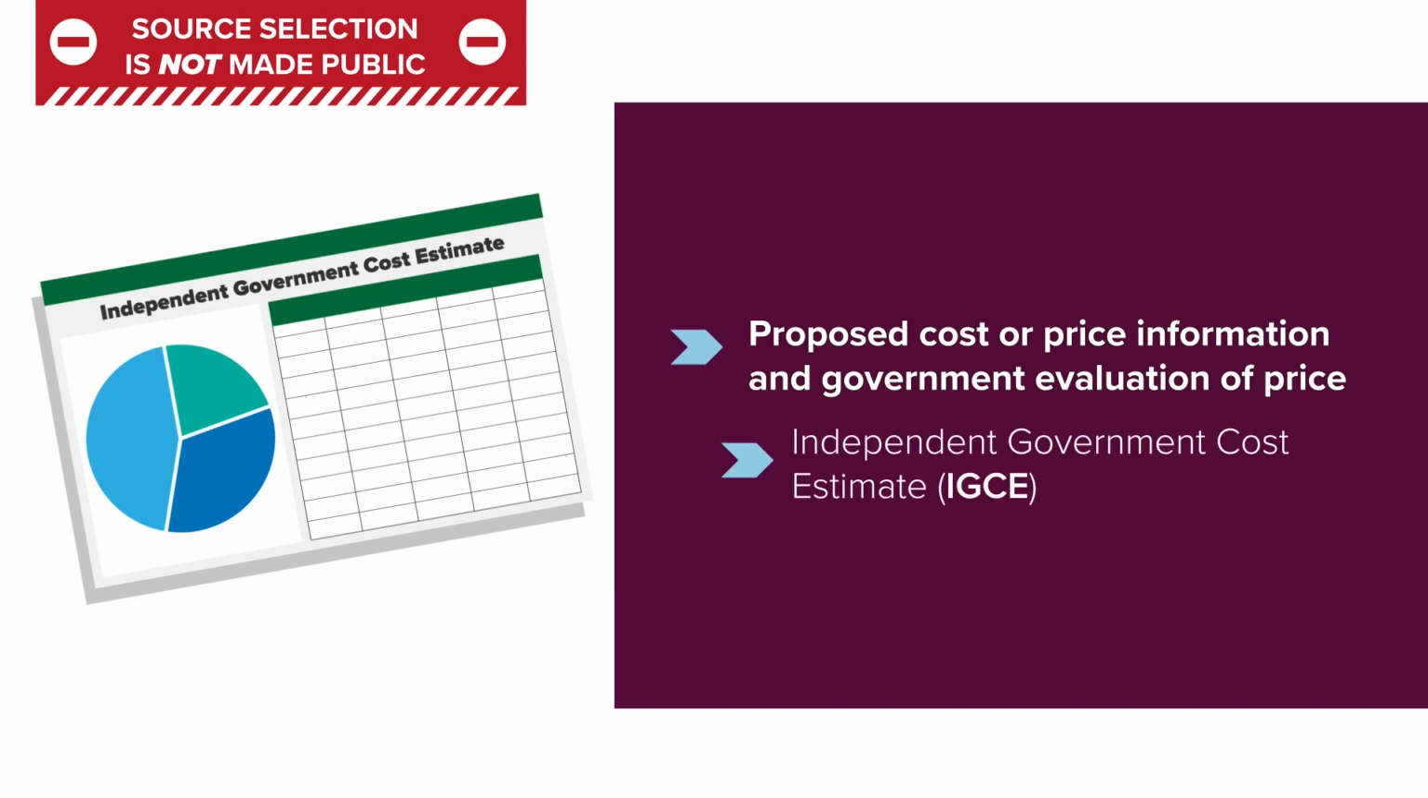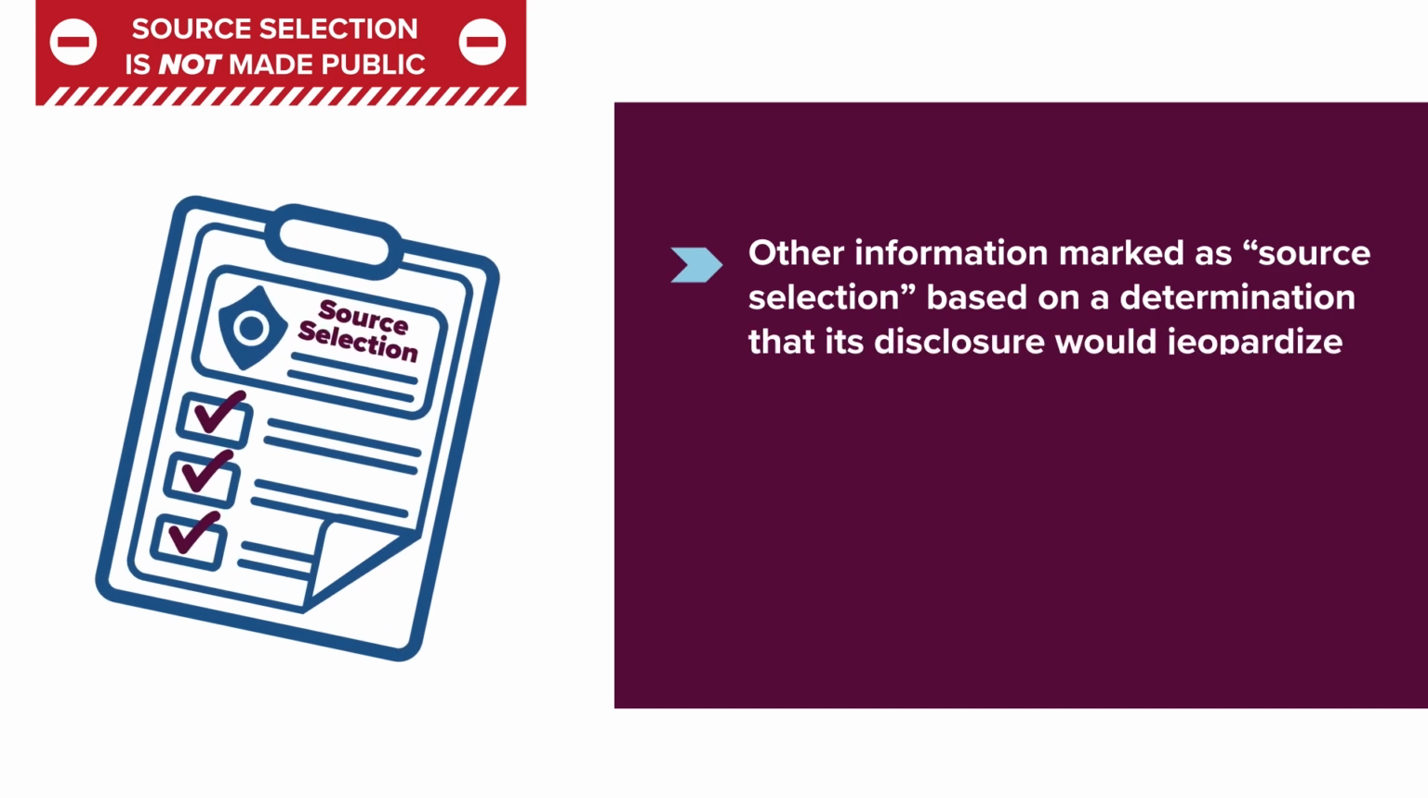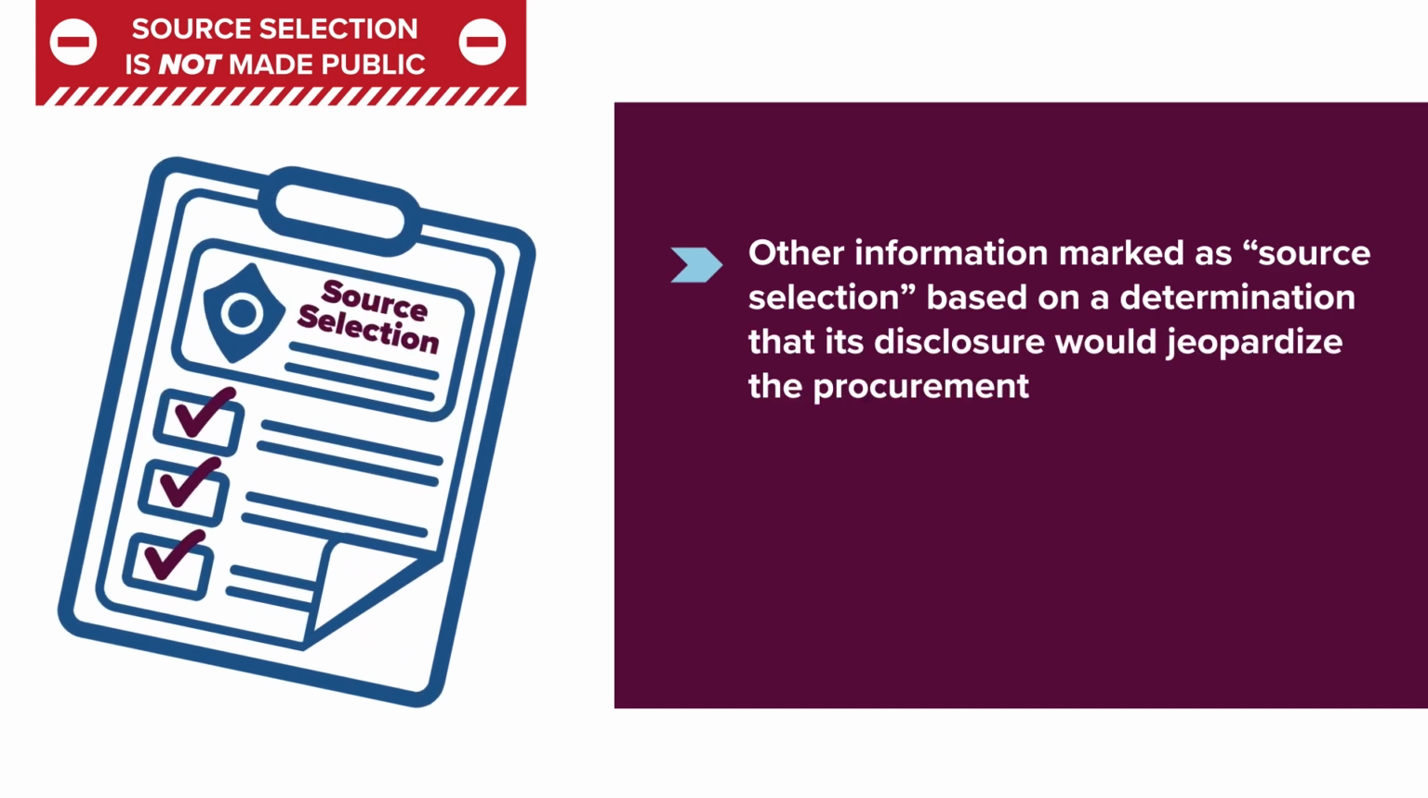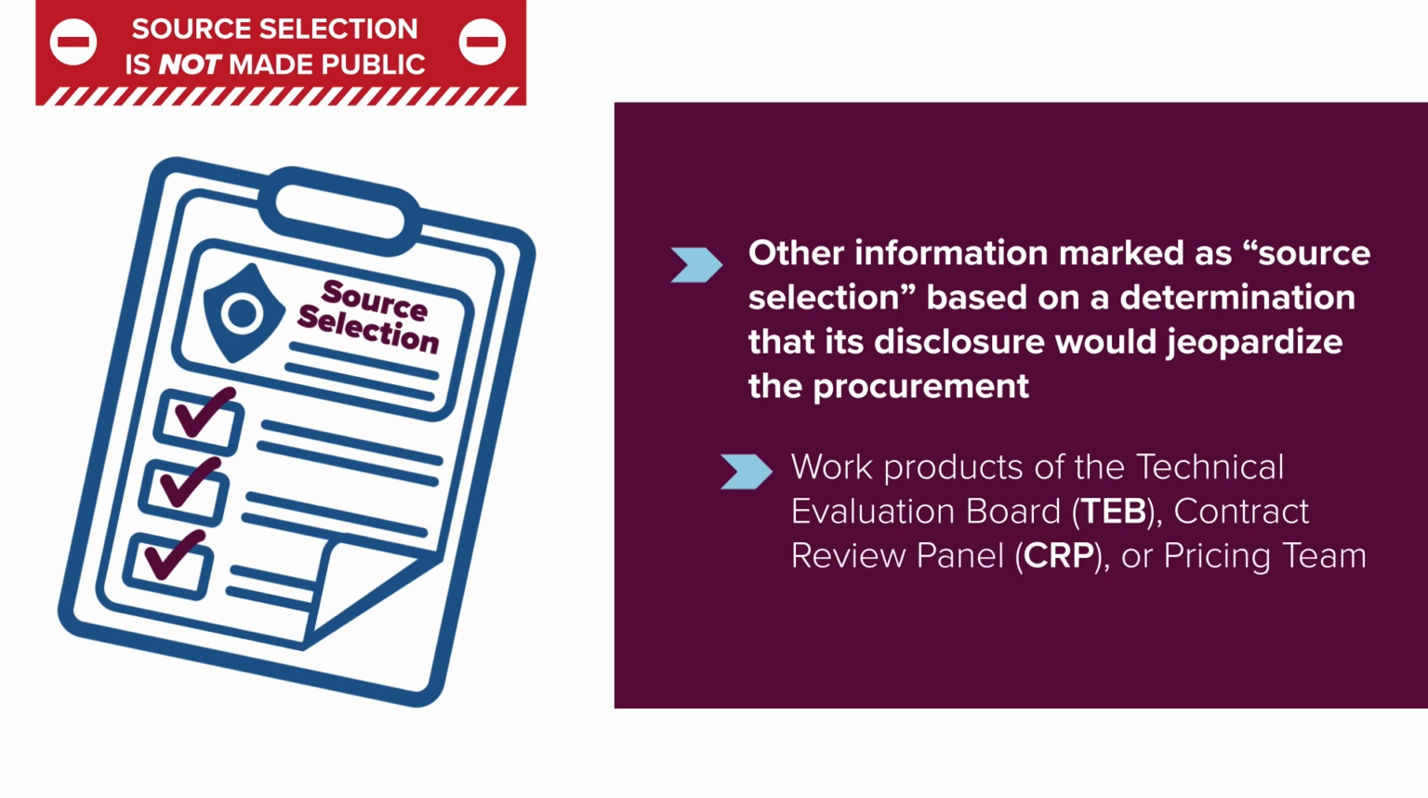Examples include the independent government cost estimate, and other information marked as source selection based on a determination that its disclosure would jeopardize the procurement. Examples include work products of the Technical Evaluation Board, Contract Review Panel, or Pricing Team.